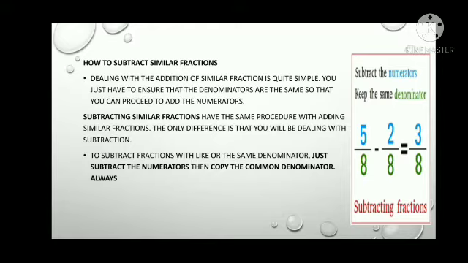So therefore, to subtract fractions with like or the same denominator, just subtract the numerators, okay? Just subtract the numerators, then copy the common denominator. That is how easy it is to subtract similar fractions. Let us have some examples.